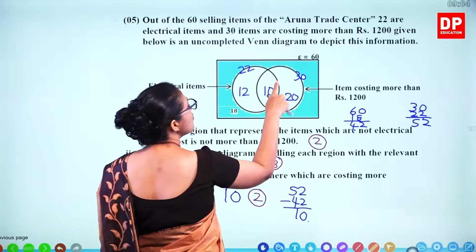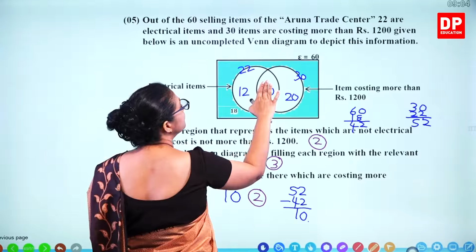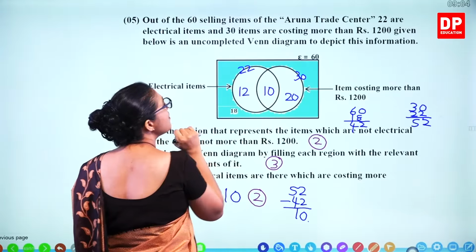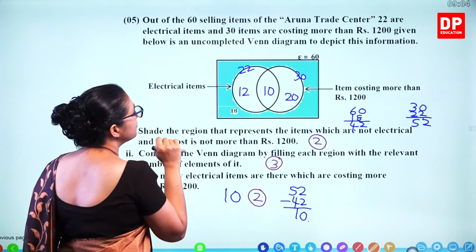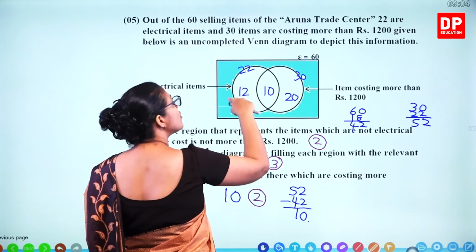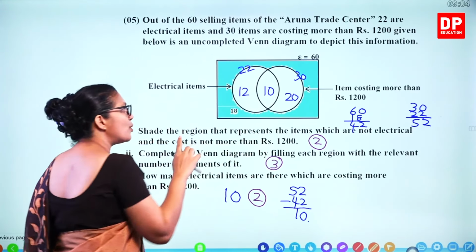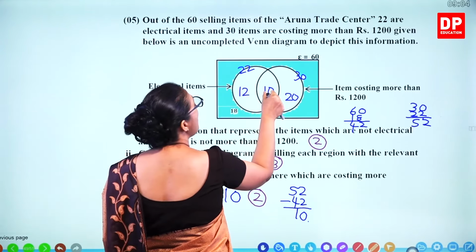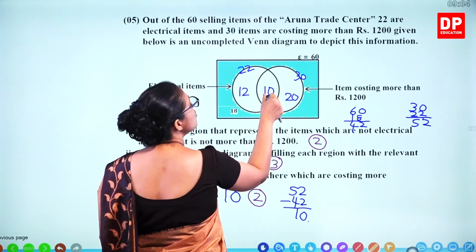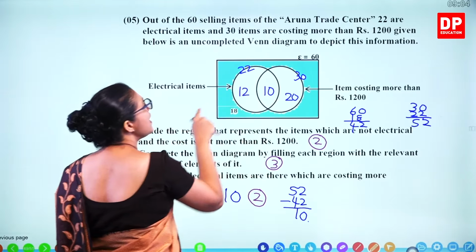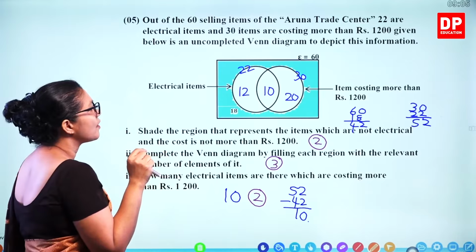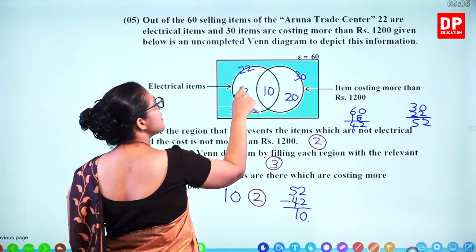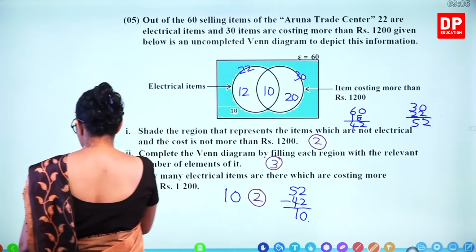Now here this becomes 20. So what is the remaining part then? So earlier altogether 22 electrical items. Now this part becomes 20. So what is the remaining amount without tax? That means 22 minus 20.